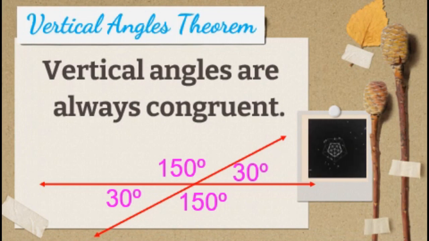Always remember this. Vertical angles theorem. Vertical angles are always congruent. So we have here a vertical angle 30 degrees and 30 degrees. And another vertical angle 150 degrees and 150 degrees.